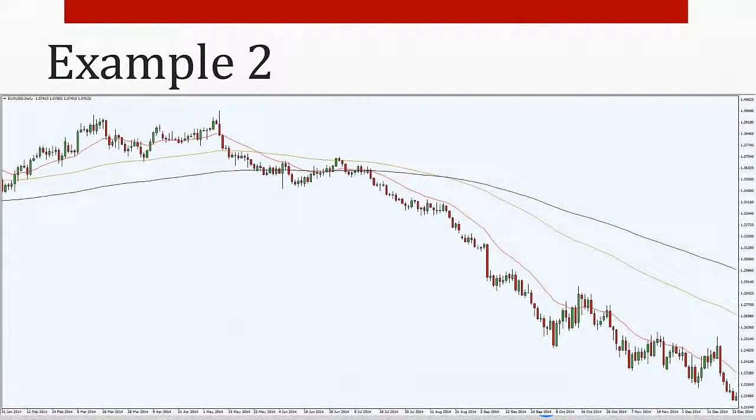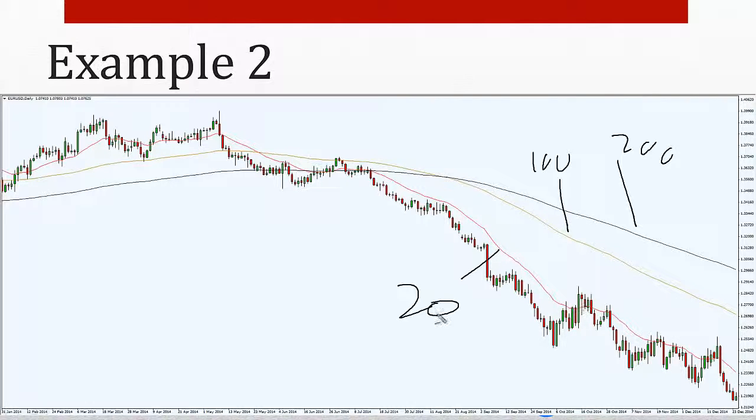Example 2. Again, you can see that in this example, this is the 200, this is the 100, and this is the 20 period moving average. So the 200 period moving average is currently pointing lower, so the longer term trend is down, but it's not very strong because it's not pointing at 4 o'clock or lower. Similarly, the 100 period moving average is pointing lower, so it's telling me that the medium term trend is down, but it's not exactly very strong because it's not pointing at a 4 o'clock or lower.